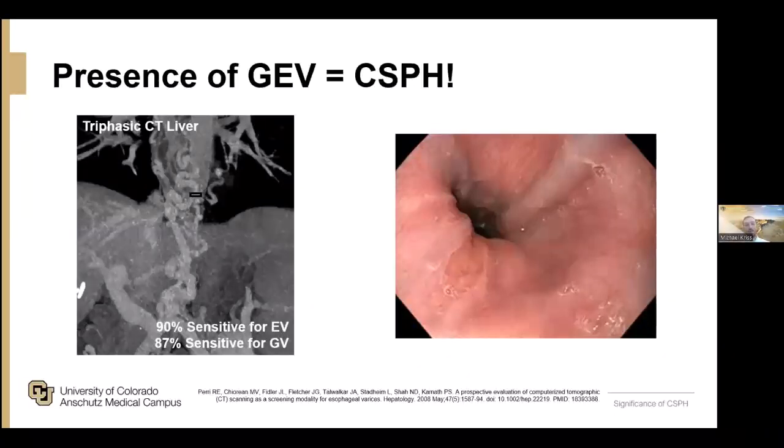Similarly, cross-sectional imaging, if it shows portosystemic collaterals around the gastroesophageal area, is adequate to establish a diagnosis of clinically significant portal hypertension. And in fact, there's a study from Mayo that I'm showing you here that compared triphasic CT of the liver to endoscopy. And triphasic CT was 90% sensitive to detect esophageal varices that were subsequently seen on endoscopy.